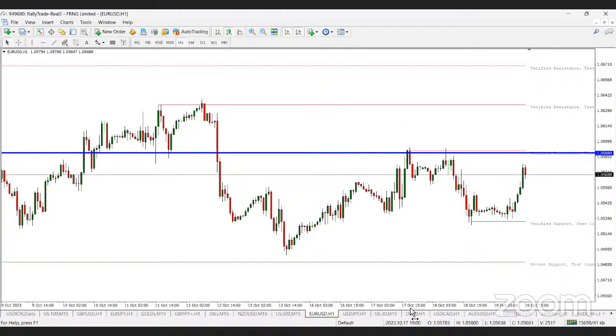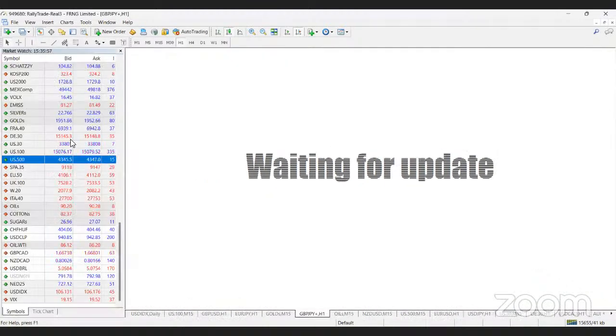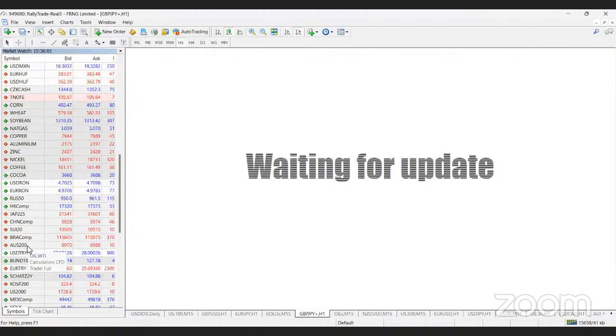What else? Let's look at other currencies. Let's look at JPY currencies. Let's look at GBP JPY.